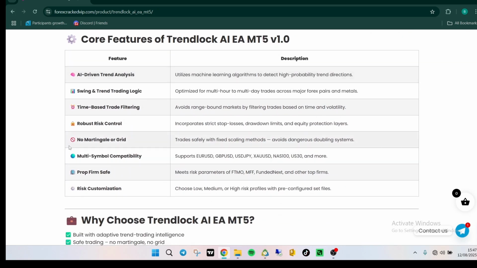Now, moving on, there is no martingale or grid system coded into this robot, which is actually very good because most systems of now actually have martingale, and it spoils the whole idea of trading with robots. Right now, we have this very cool feature, the ability to use prop firms. Not many robots have this, and that's actually very good. It meets risk parameters of FTMO, MFF, Funded Next, and other top firms, right?